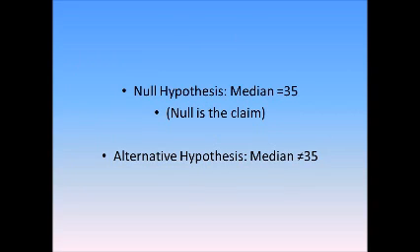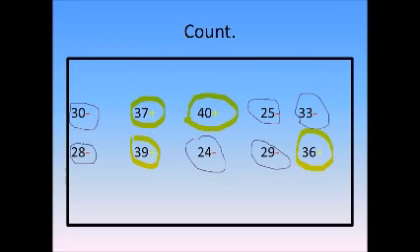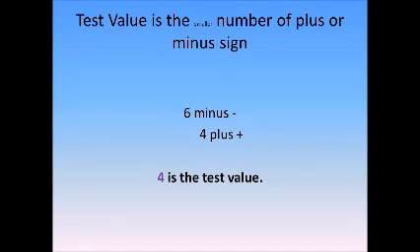First, we form the hypotheses. Her null hypothesis is that the median equals 35. The alternative hypothesis is that the median does not equal 35. Then she assigns a plus or minus sign to each value. She counts the number of minus signs and the number of positive signs. Her test value is going to be the smaller number of the 2. She had 6 minus signs, 4 plus signs. That means that 4 is her test value.